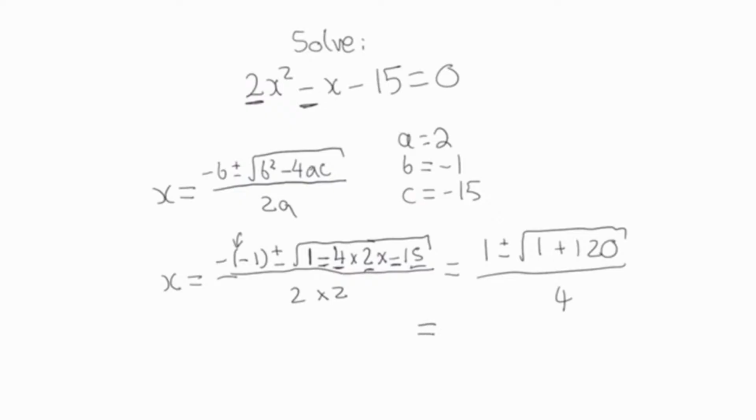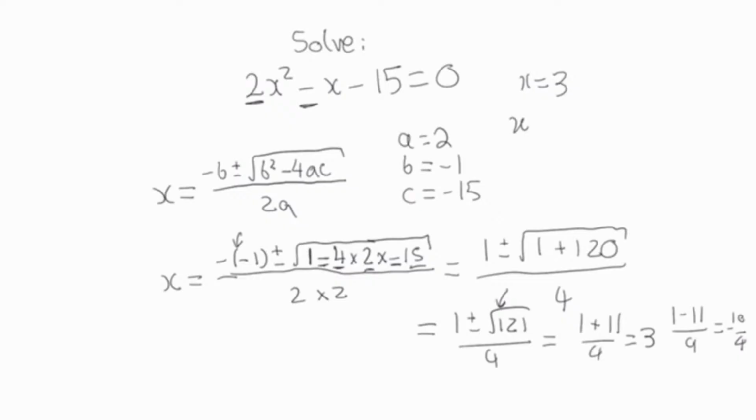So what we're left with here is 1 plus or minus square root of 121 over 4, and the square root of 121 is just 11. So we either have 1 plus 11 over 4, which is 3, or 1 minus 11 over 4, which is minus 10 over 4. So our solutions are x equals 3, x equals minus 10 over 4.